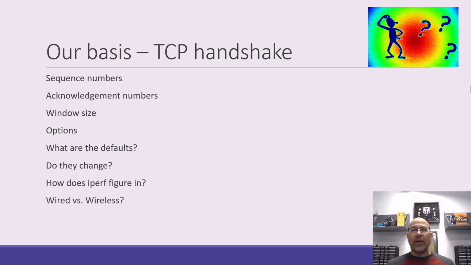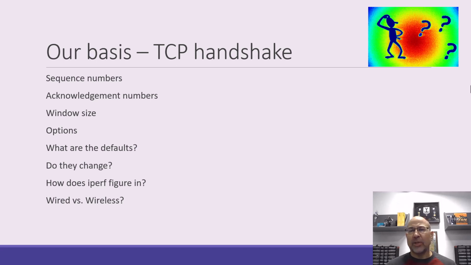Now, a good question at this point is, what are the default values that we're going to use? Now, we don't know until we actually look. If you're on the development side of things, you can set the window size and the behavior of the TCP stack for that application, but we're just going to see what happens. And then another question is, do things change over the course of the connection? And what we find out is that they often do.